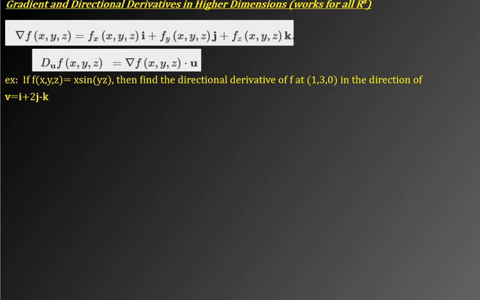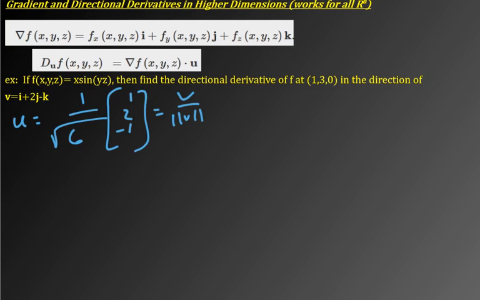And then we just literally dot that vector with this unit vector, which we'll get from here. So let's do the unit vector. It's going to be 1 over square root of 1 plus 4 plus 1, which is 6. And so that is my unit vector, which really was just v over the magnitude of v.